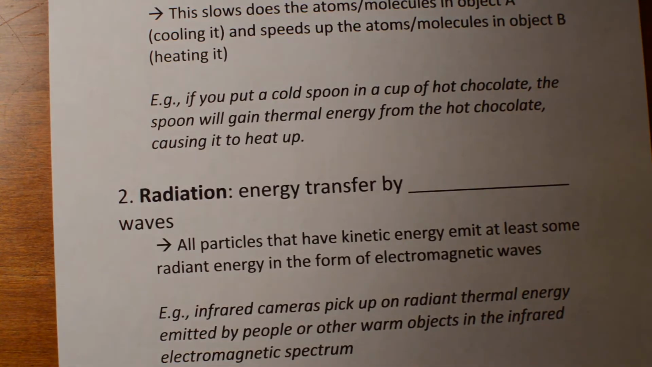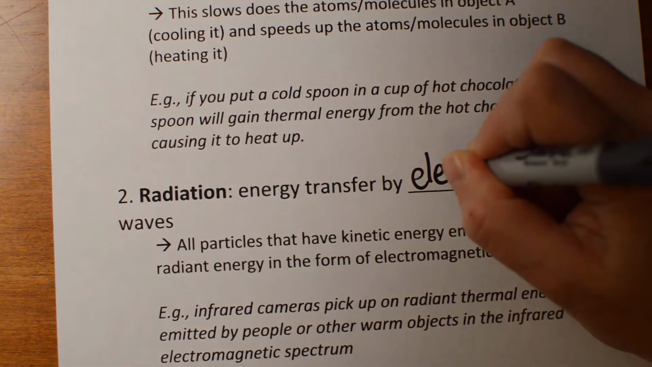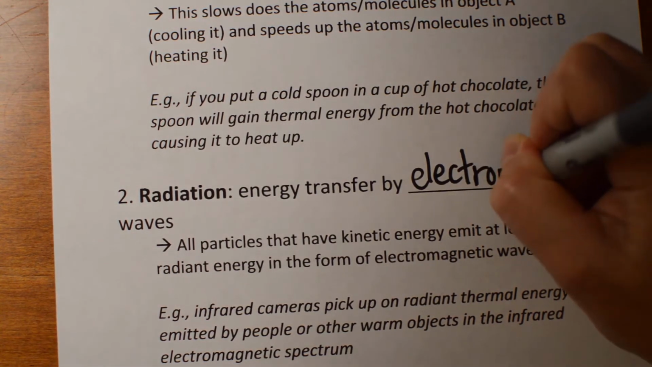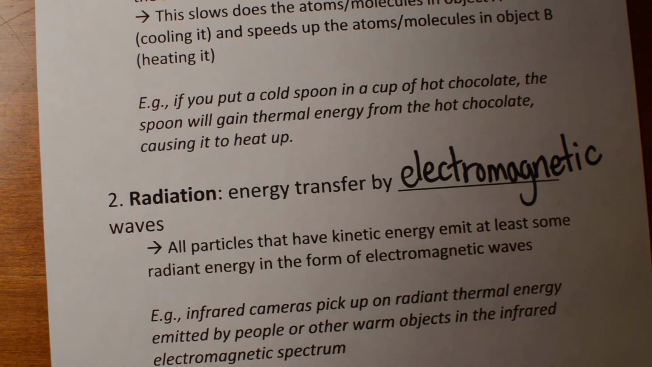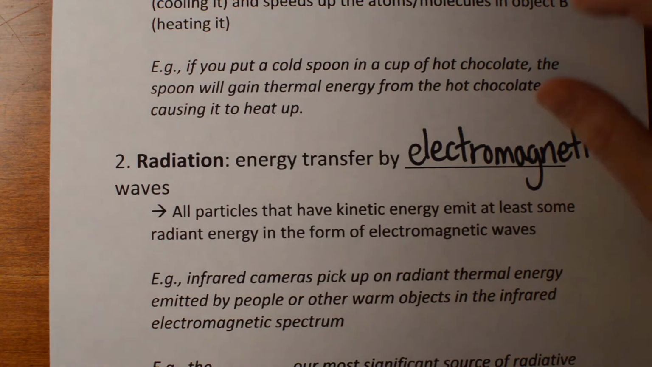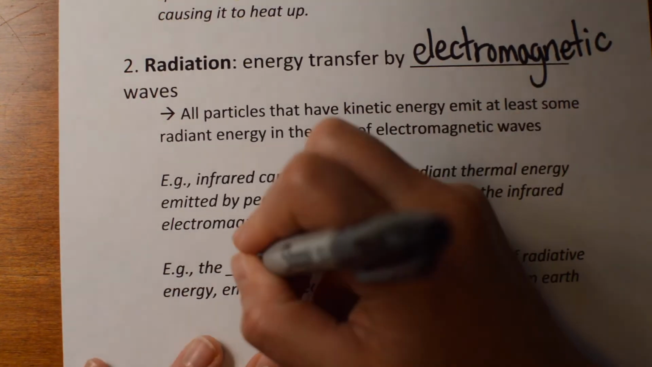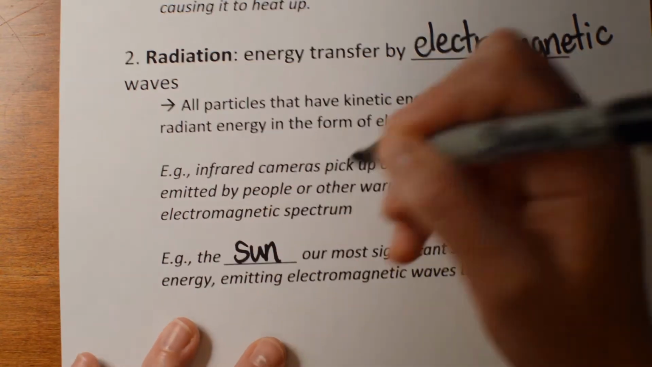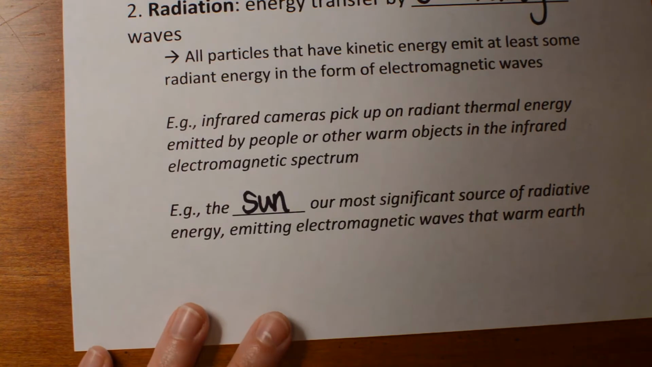The other way that energy is transferred is a little sneakier. It's by electromagnetic waves. And that's radiative energy. So all particles actually do emit some electromagnetic waves in radiant energy. So that's how an infrared camera can pick you up and pick up on your radiant thermal energy. But the sun is probably our most important source of radiative energy because that's what keeps the Earth warm.